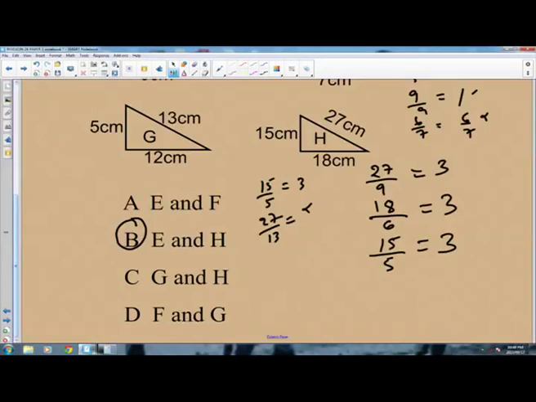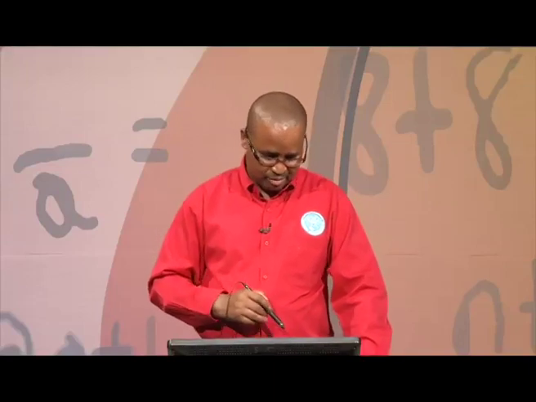Remember, for you to conclude that the figures are similar, you expect the ratio of the corresponding sides to be the same. So in this question, we found that in triangle E and H, the ratio of the corresponding sides is 3 throughout, which is constant. Therefore, because it's 3 throughout, it means the two triangles are similar, E and H, and we circled B.